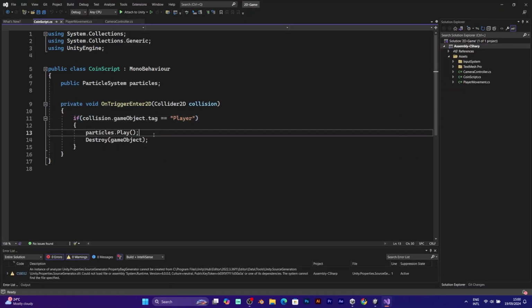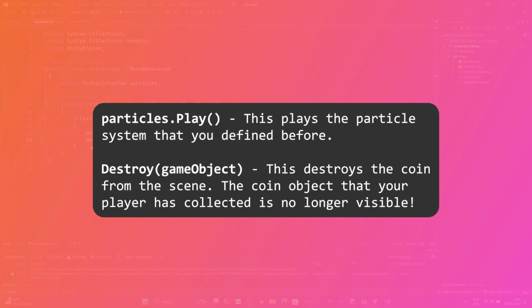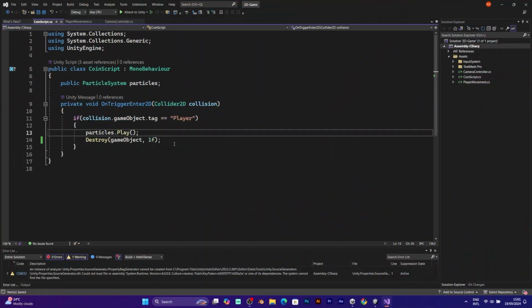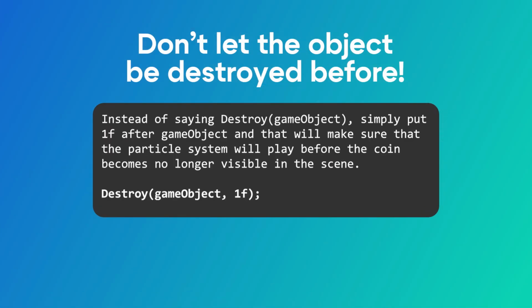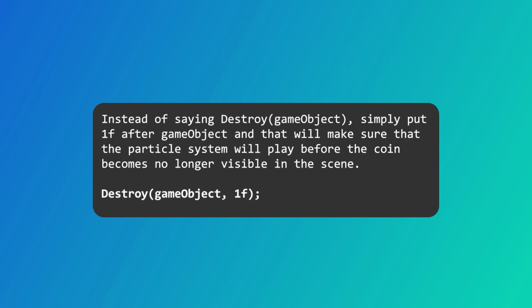First, you have to check if the coin is colliding with player. If collision GameObject tag equals player, particles play. This plays the particle system, which will be explained in the later part of the video. And destroy GameObject. However, to avoid your object being destroyed and not releasing any particle effect, you need to add 1F. So save the script and go back to Unity.